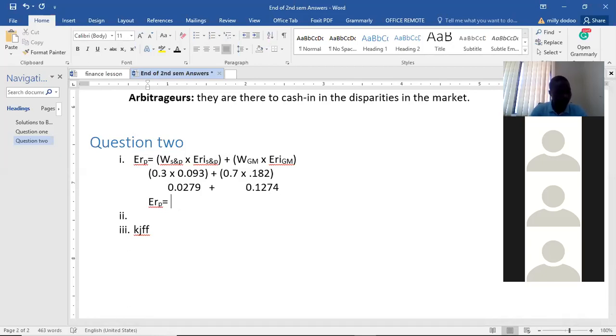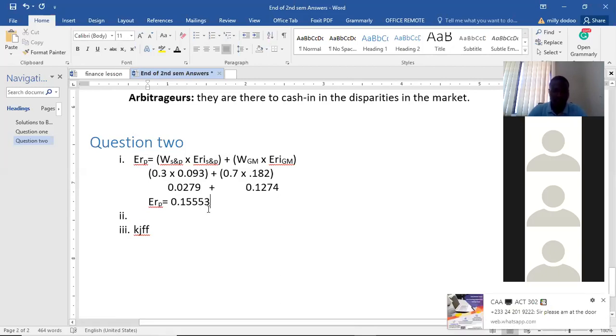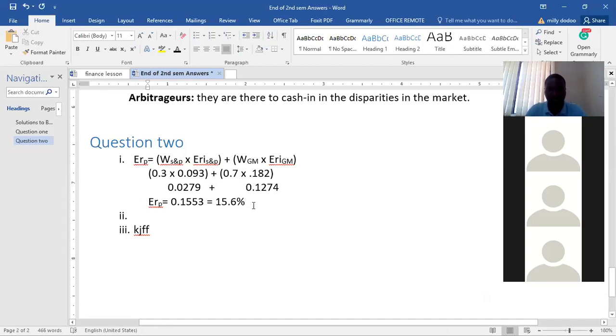When you add the two, how much are you getting? 0.1553, which in a nutshell you can say is, like 0.1553 rounded, so you are getting 15.6%. So this is what the question wanted you to find.